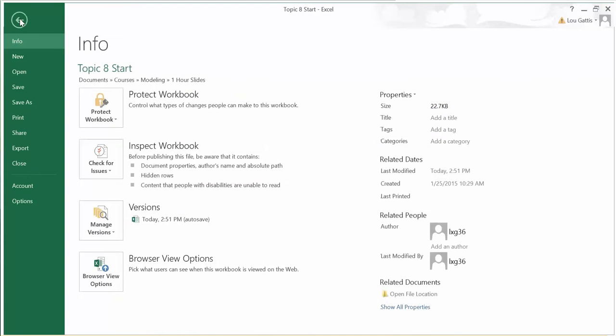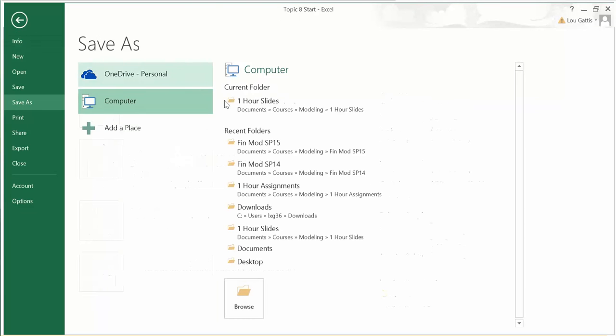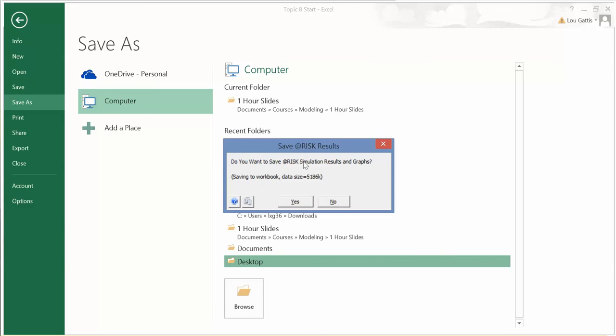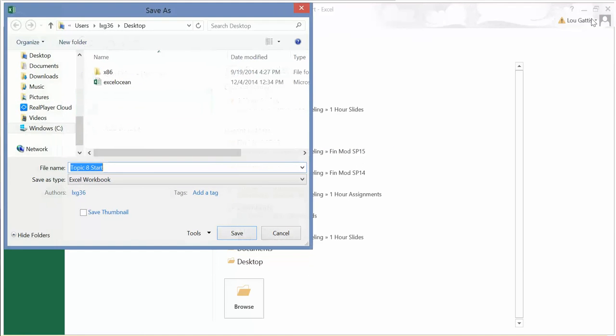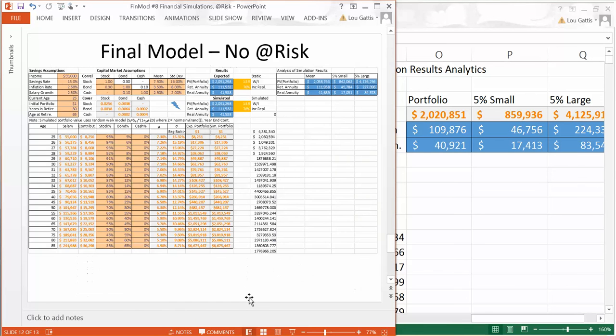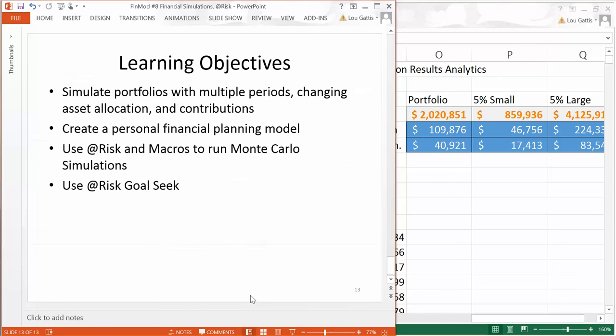Remember, when you save a file that has a macro, you do a File, Save As and save it as a macro-enabled workbook. And then it'll ask you whether you'd like to save your @risk results. Right, so in this topic, we'll try to review. We looked at simulating portfolios with multiple periods, changing asset allocation and contribution, created a personal financial planning model, and used @risk and macros to run Monte Carlo simulations.